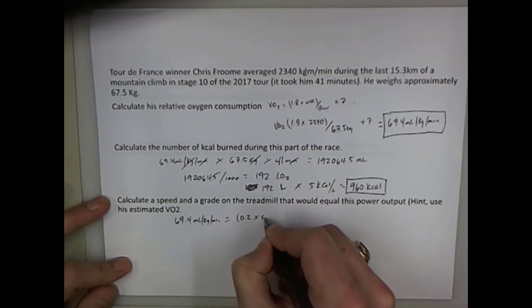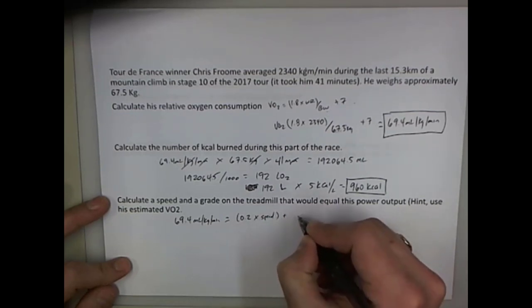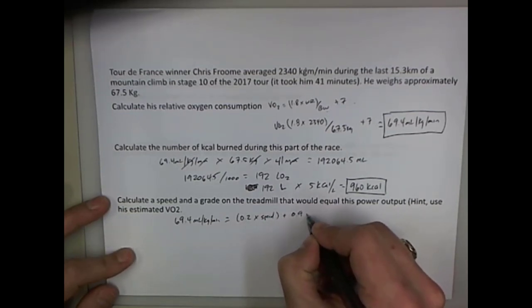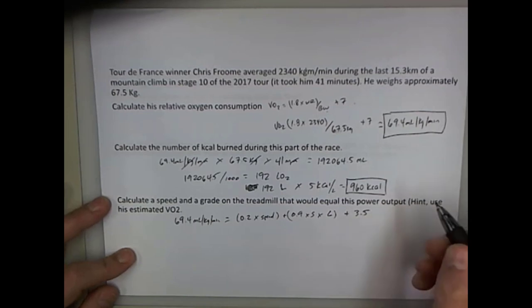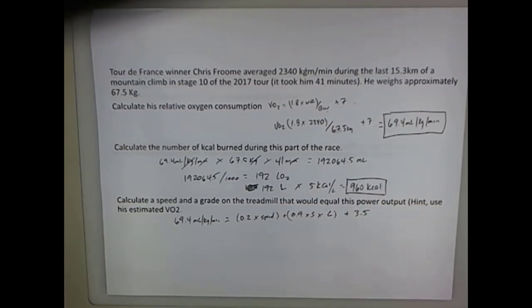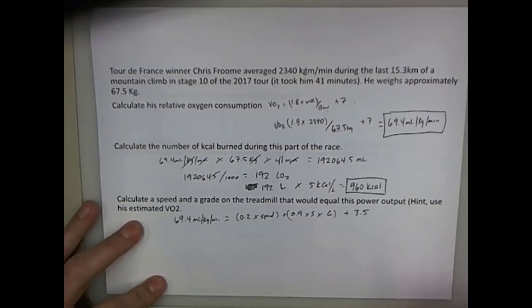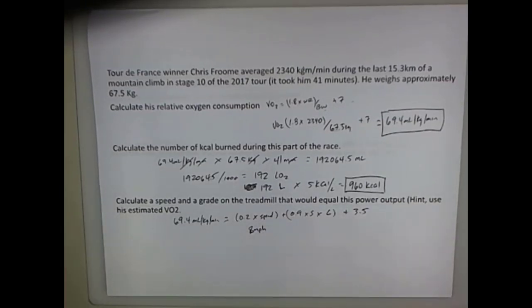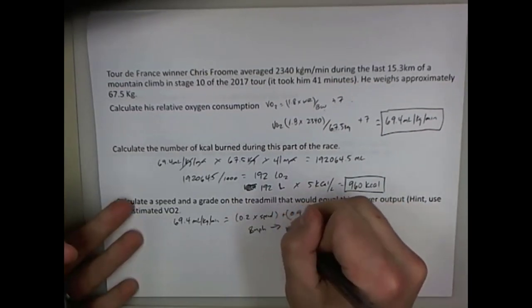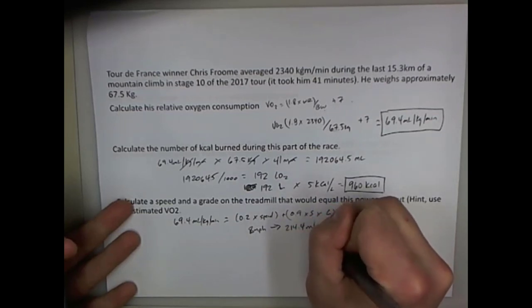So 0.2 times speed plus 0.9 times speed times grade plus 3.5. Again, we now come to the scenario in which we have two variables and we're trying to give an estimated prescription. So we're just going to pick one and solve for the other. I'm going to pick a speed, so I'm going to say 8 miles per hour, and then solve for the percent grade. So first, 8 miles an hour times 26.8 converts to 214.4 meters per minute.